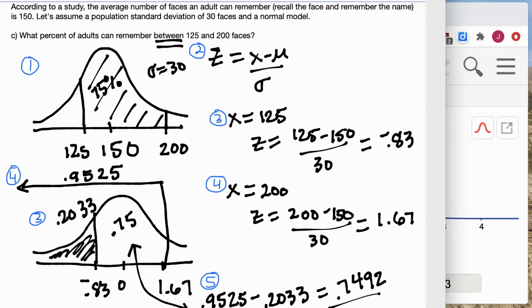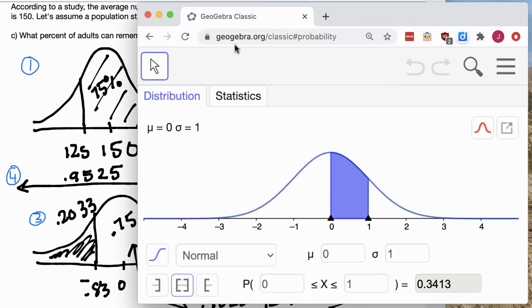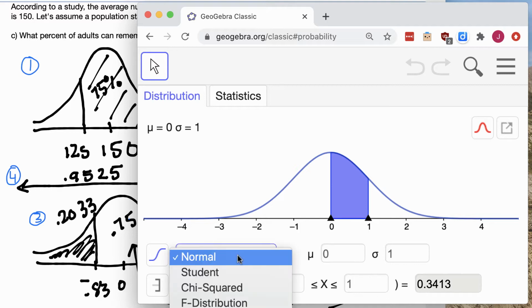In this video, I'll show you how to use GeoGebra to find the area between two z-scores on a normal distribution. So first, let's go to the website geogebra.org/classic#probability. On the two tabs, you'll see distribution and statistics. Choose distribution and make sure that normal is chosen from the drop-down box.